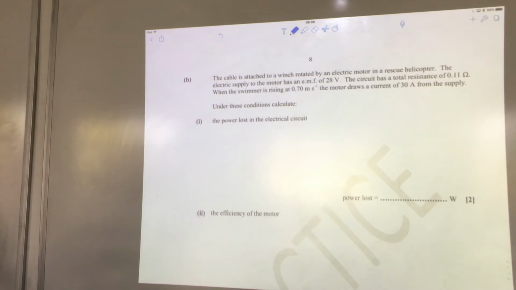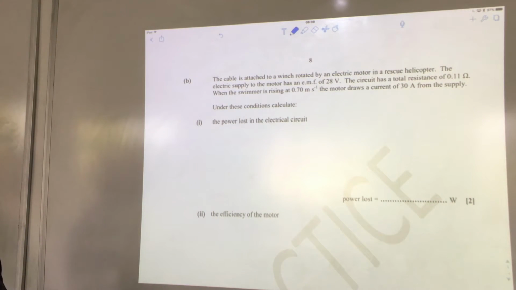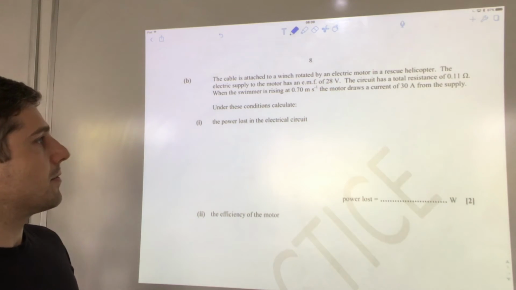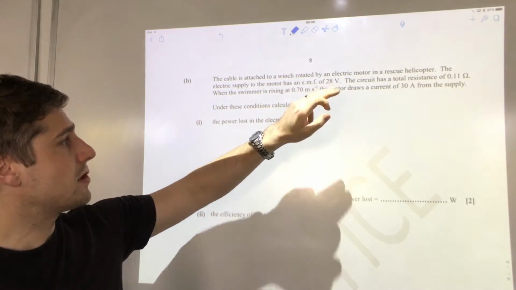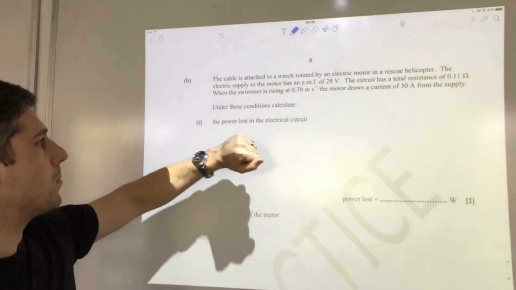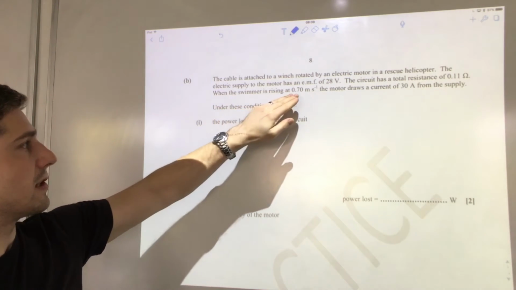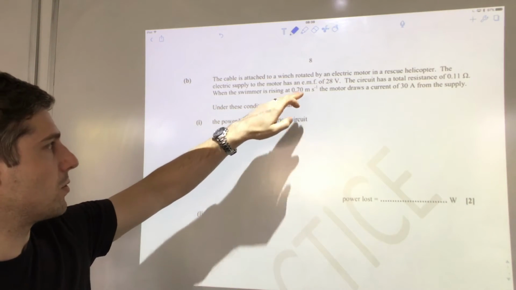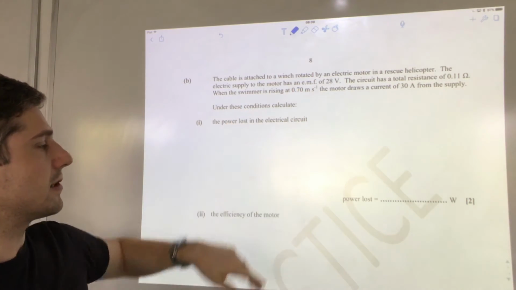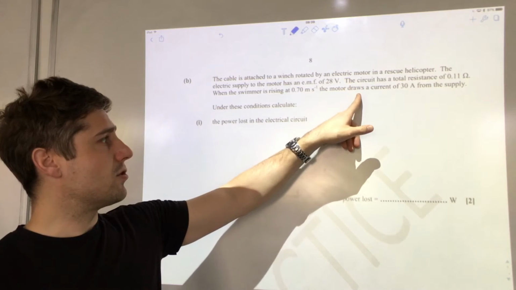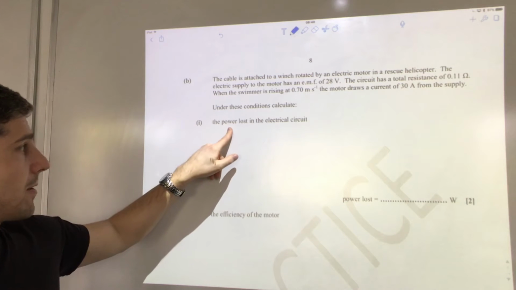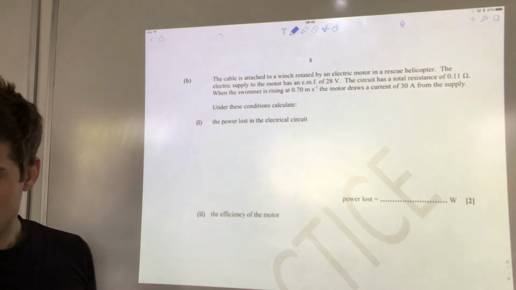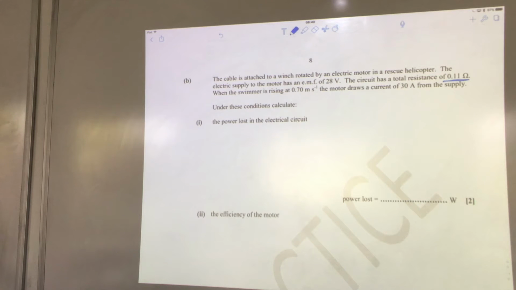Next part. The cable is attached to a winch which is operated by an electric motor in a rescue helicopter. The supply has an EMF of 28 volts. The circuit has a resistance of 0.11 ohms and the swimmer is rising at 0.70 meters per second. So I think they want us to use that value for the rest of this question. The motor draws a current of 30 amps from the supply. We're going to calculate the power lost in the electrical circuit. To do that, we're going to use the resistance of the circuit and the current that is flowing.